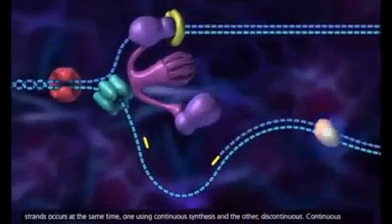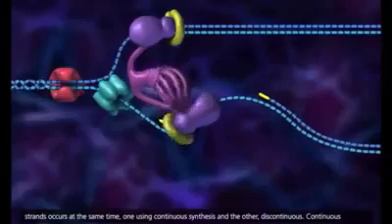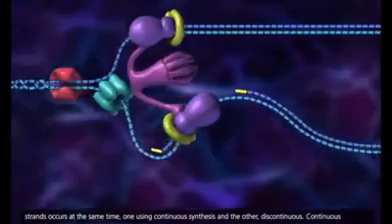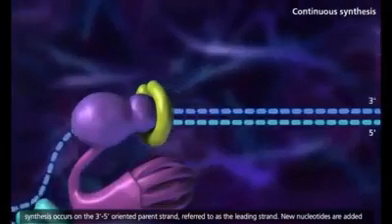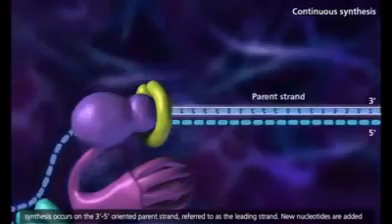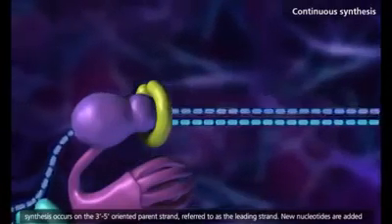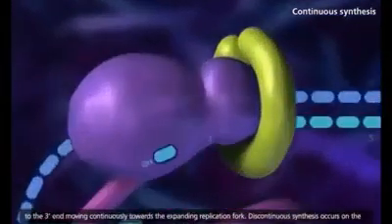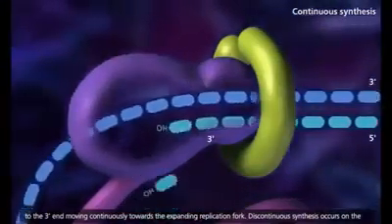Replication of both strands occurs at the same time, one using continuous synthesis and the other discontinuous. Continuous synthesis occurs on the 3' to 5' oriented parent strand, referred to as the leading strand. New nucleotides are added to the 3' end, moving continuously toward the expanding replication fork.